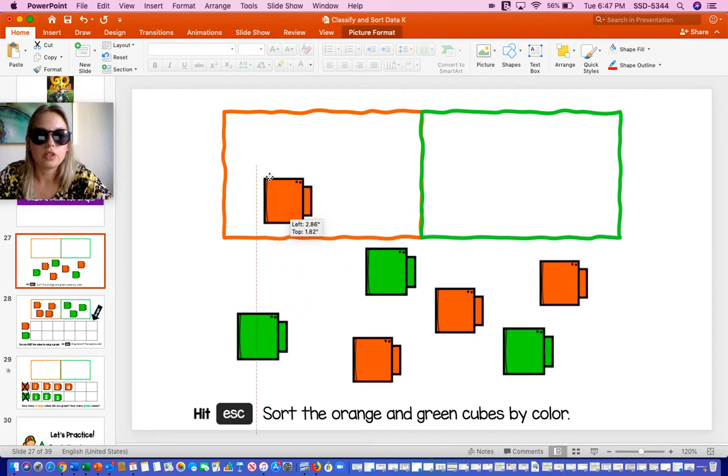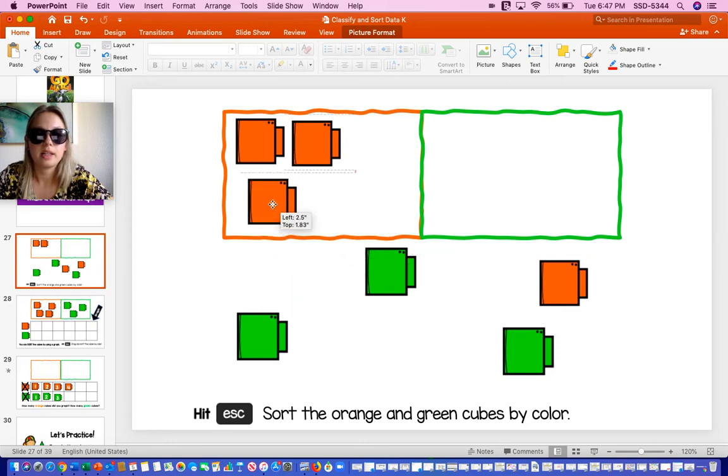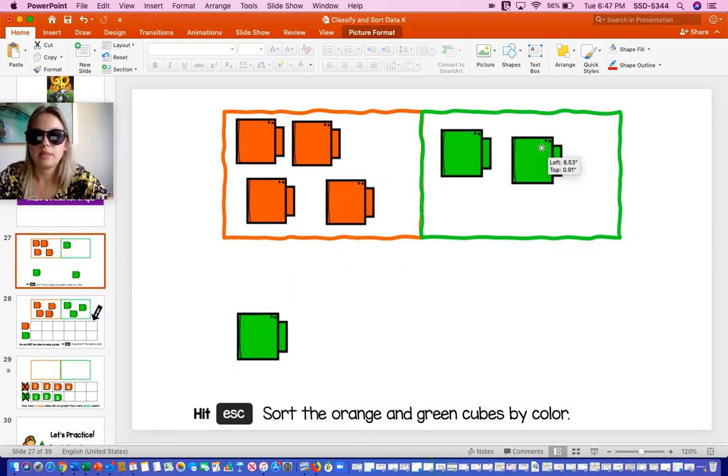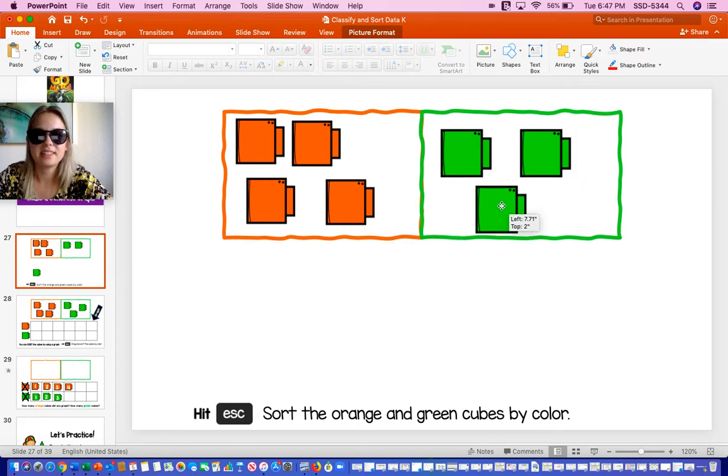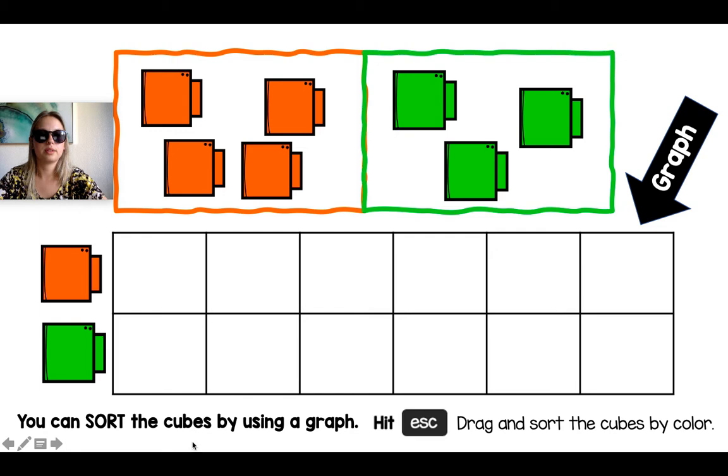So my orange one should go with the orange. So now I'm doing it by color. Separating by color. The green will go with the green. Does this make sense? The orange go with the orange, the green go with the green? Good. So I separated my cubes by color. I have a group of orange cubes and a group of green cubes.